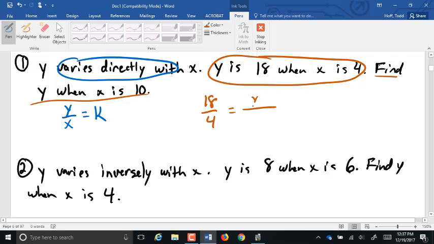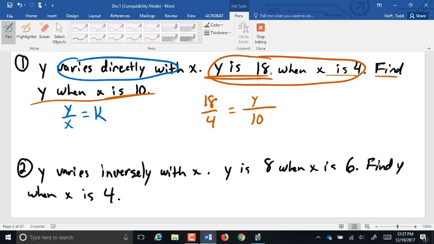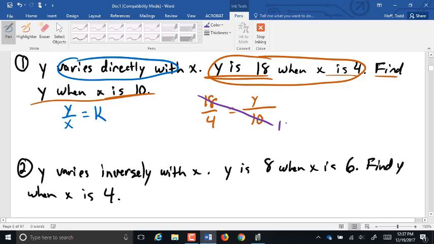We're looking for y, that goes on top because the 18 was a y. X is 4, and x goes to 10, so we put 10 on bottom, and we cross multiply and divide. 18 times 10 is 180, divided by 4 is 45. So y is 45.